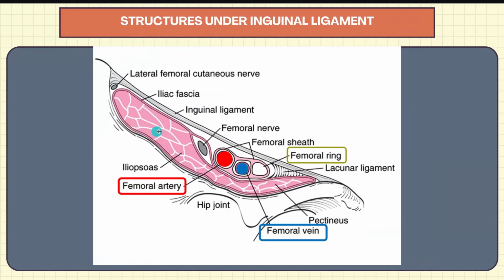And what I wanted to mention here is that the structures under the inguinal ligament that we need to know now, if you go from lateral to medial, you're going to have the iliopsoas muscle over here, which we also know makes the floor of the femoral triangle. And then you're going to have the femoral nerve, then femoral artery, then femoral vein, and then you're going to have the femoral ring, or it was earlier called the femoral canal.